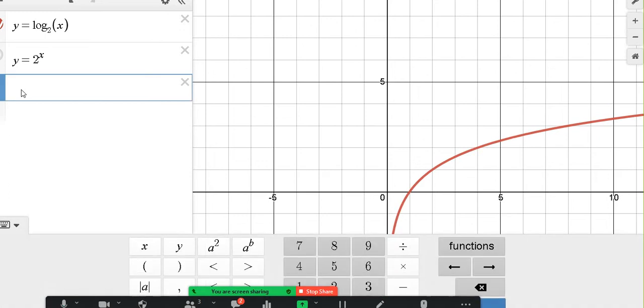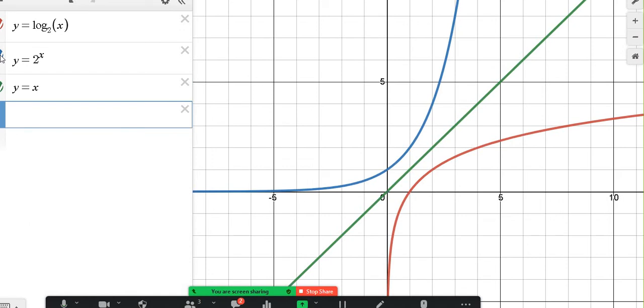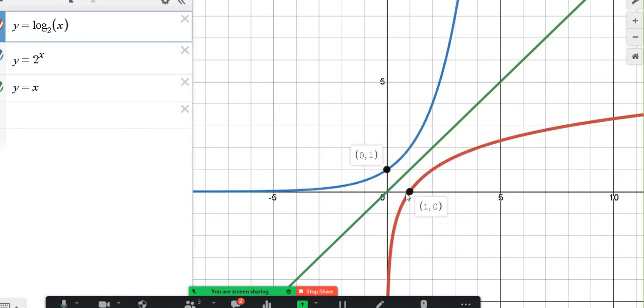Well, they are. In fact, let me give you a little help. Remember now? They're mirror images of each other around the line y equals x. So here's the line y equals x, and they're mirror images. You've got a point at 0, 1 on this graph. Your logarithmic functions are going to pass through 1, 0. Your exponential function gets close to but never touches the x-axis. And guess what? Your logarithm gets close to but never touches the y-axis.